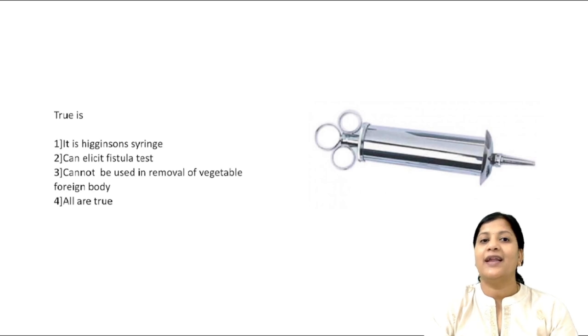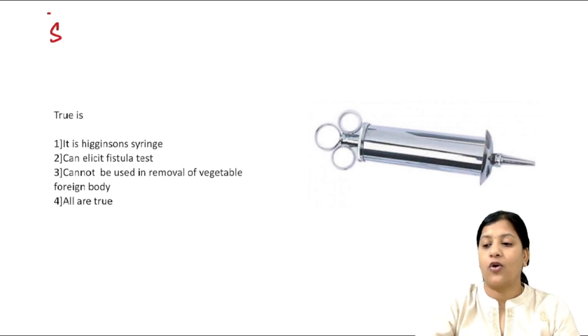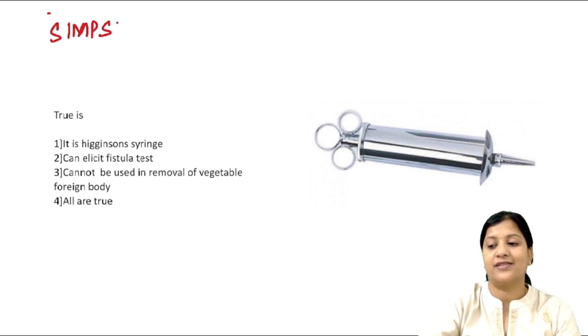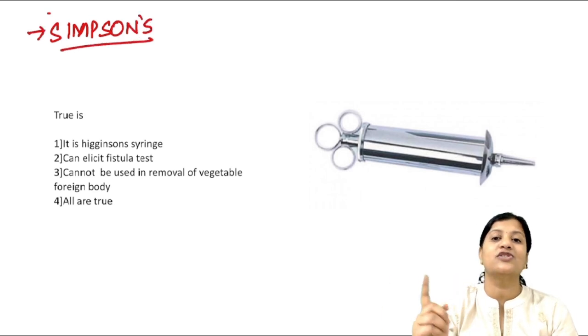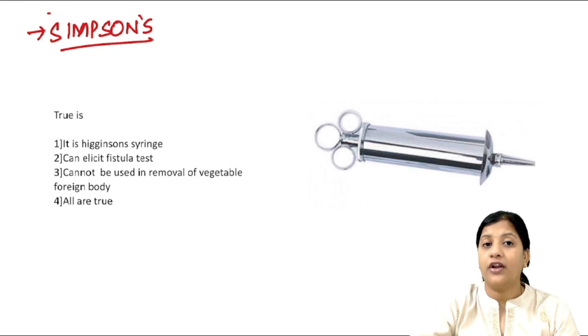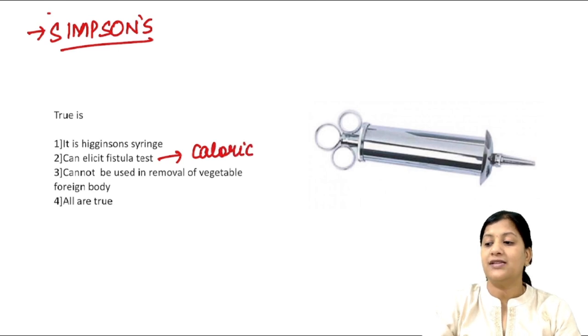So the instrument that has been shown to you is called the Simpson's oral syringe. It is not your Higginson syringe. It is called the Simpson's oral syringe. It is not used for eliciting fistula test, but it is used for eliciting caloric test. So what is caloric test?